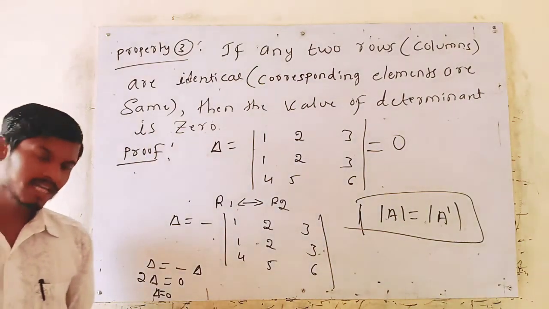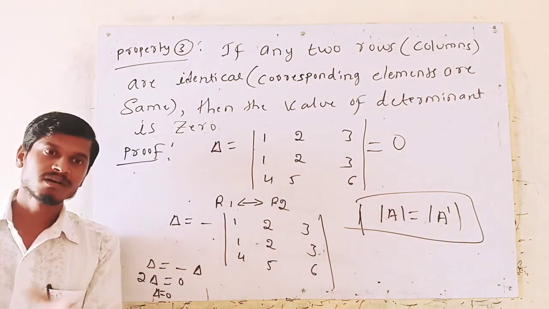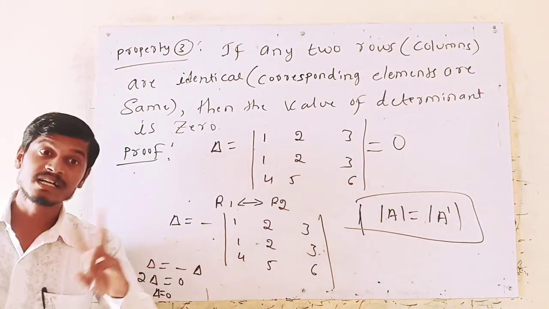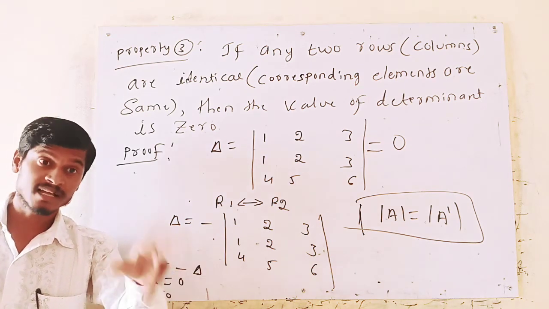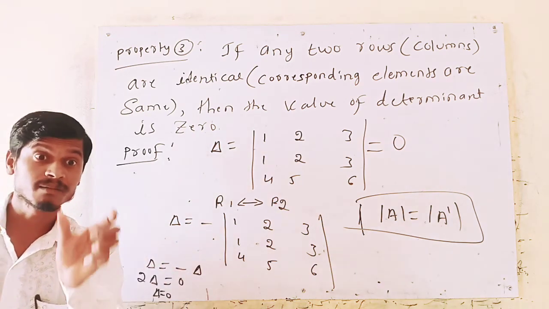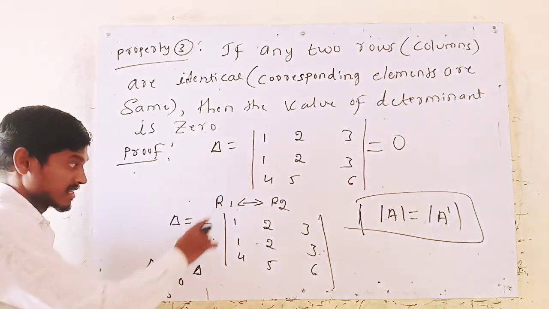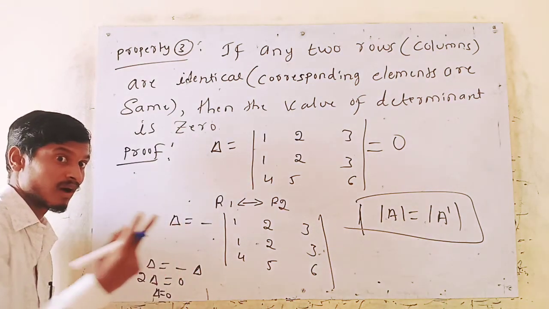And what is your second property? If any two rows or columns are interchanged, then the sign of the determinant changes. You know, plus becomes minus. This is property number 2.